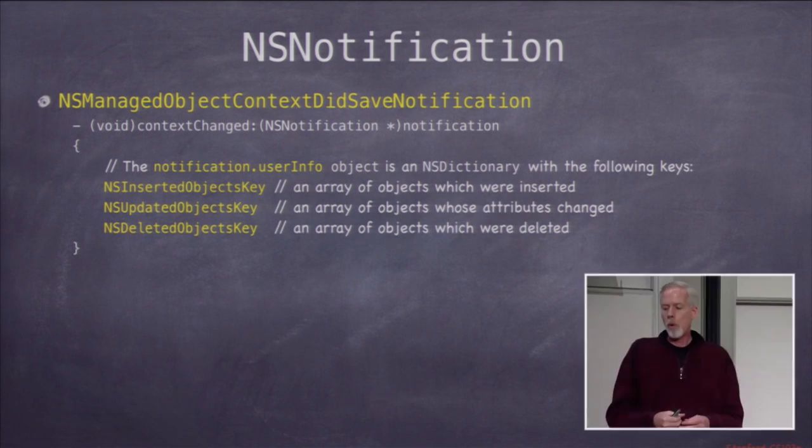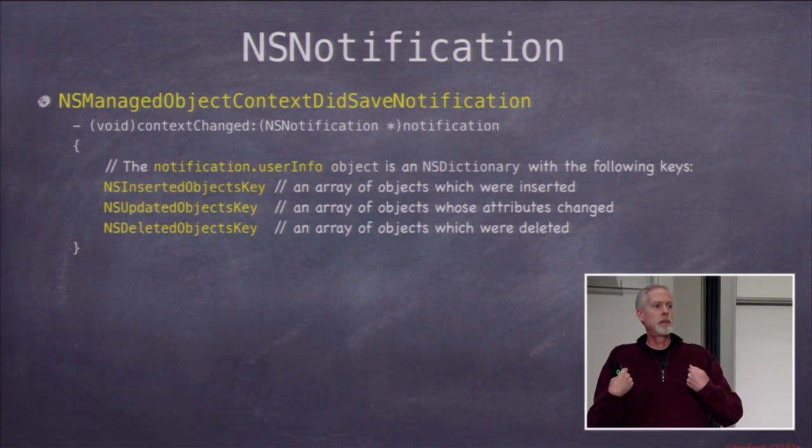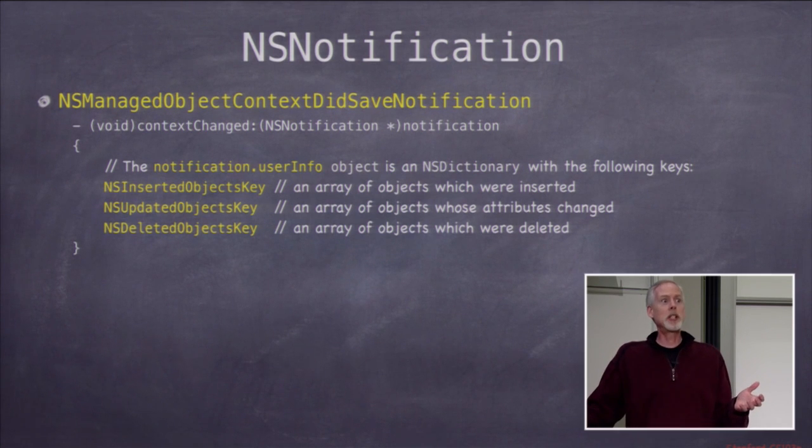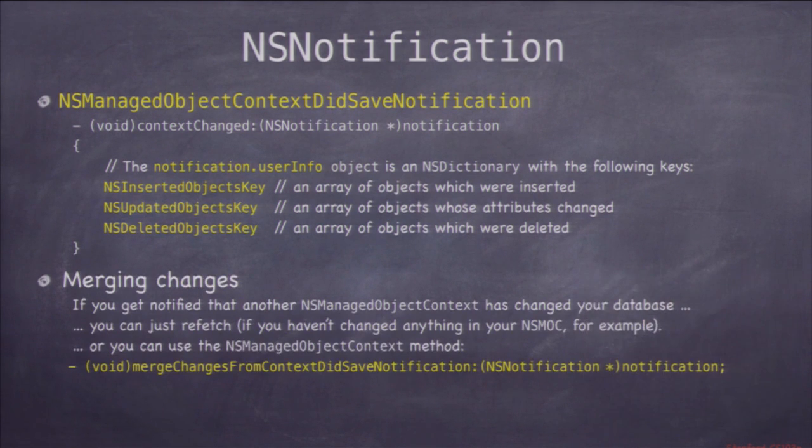Well, two things. One, I could just refetch all my objects. Okay, I know the database has changed, I'll just refetch them all. We haven't talked about fetching, but I could refetch and get a fresh set of everything. But actually, this context did save notification gives you a dictionary inside of its userInfo with 3 arrays that are a list of all the objects that changed. Okay, and you can merge those changes into your context using this NSManagedObjectContext method, mergeChangesFromContextDidSaveNotification. You just give it the notification and it'll automatically merge all those changes into your context, which is pretty cool. This is a very cool method, very underappreciated coolness of this method, okay?